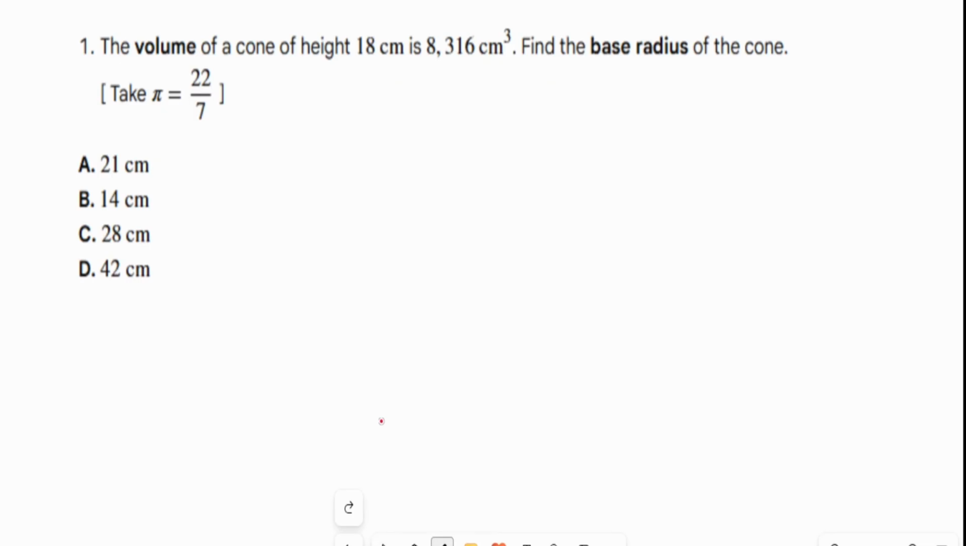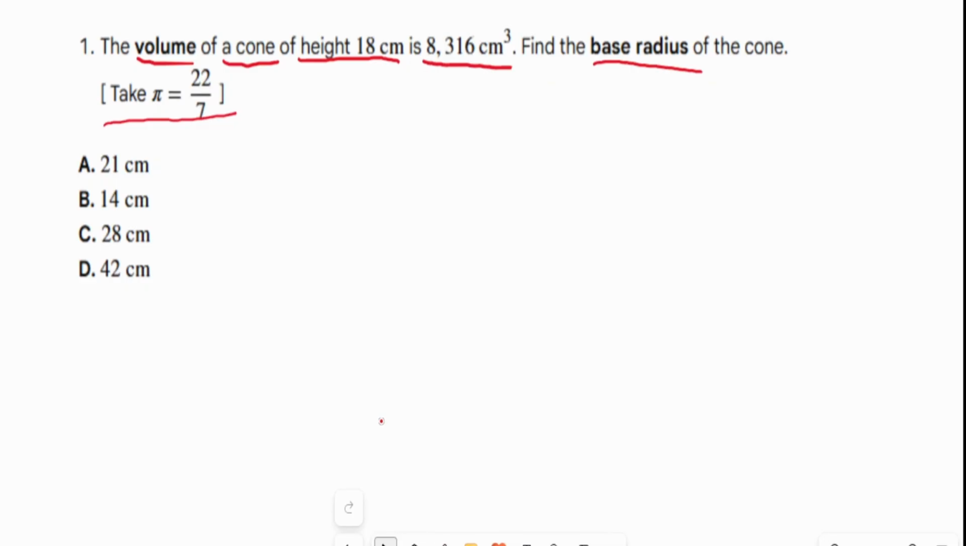which are that the volume is 8,316 centimeter cube, and this is the volume of what? A cone. And also the height is 18 centimeters. And then the last thing we are looking at is to find the base radius of the cone. And then an important information is here. Let's take pi to be 22/7.